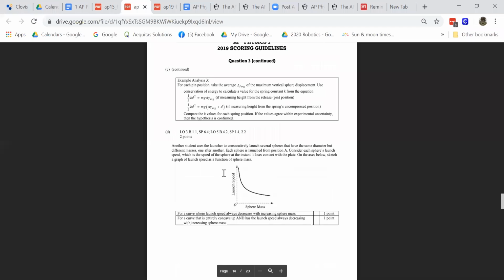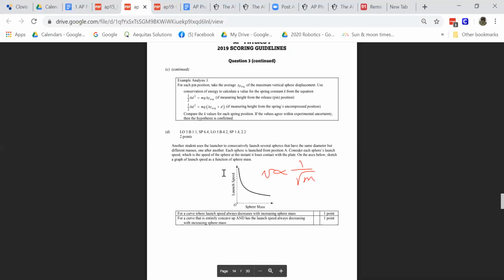fairly accurate. Another student, for a curve where the launch speed always decreases with increasing sphere mass, you get a point. For a curve that is entirely concave up and has the launch speed always decreasing with increasing sphere mass. Yeah, there you go. But I went ahead and said, hey, the speed is going to be proportional to 1 over the square root of the mass, because that's what this graph here looks like.